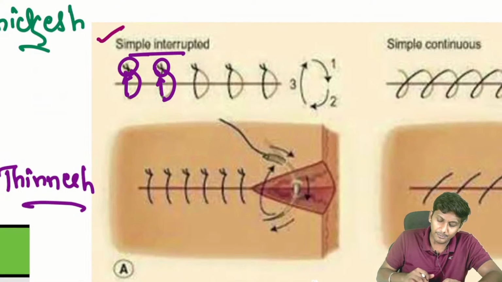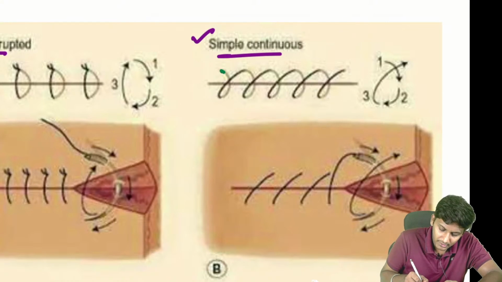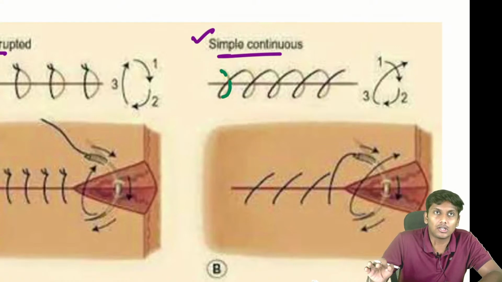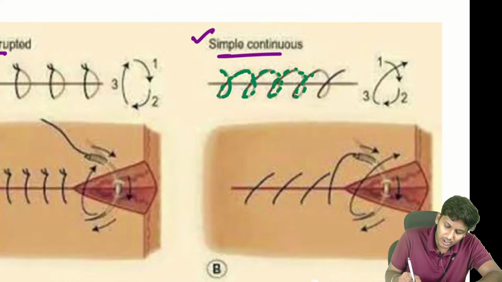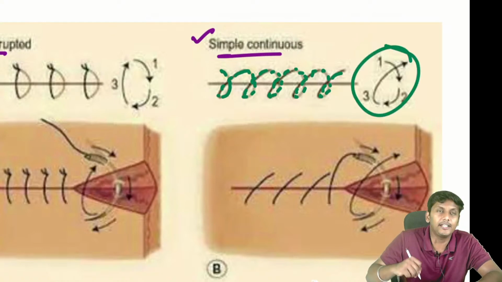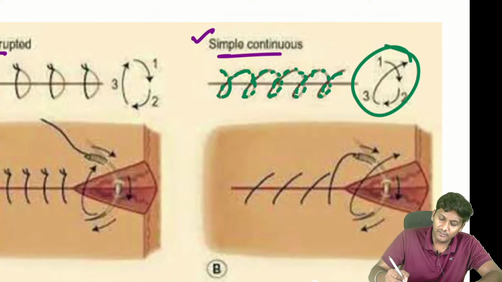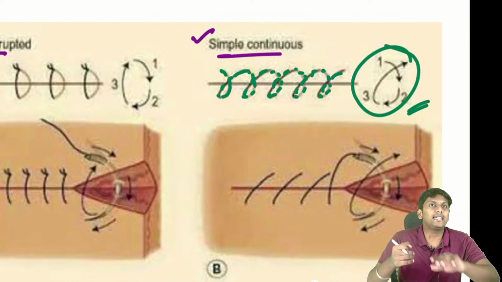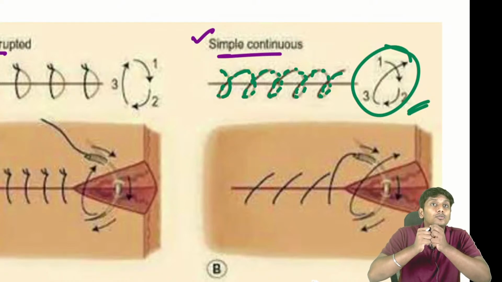The next one is the simple continuous suture. Now what is a simple continuous suture? That means you are going to take the first bite, and then you're not going to tie a knot. You will keep on taking more bites, and then finally you are going to tie a knot. But the problem is, please remember, if this knot comes out, if this final knot, the last knot you tied, slips, then the entire suture opens up.